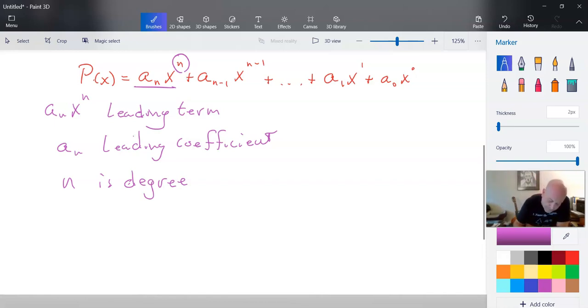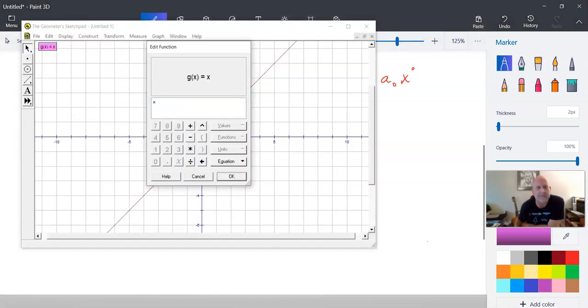Now, one of the things that's really nice about this is you can actually tell a lot from this leading term. The exponent tells you something, and the leading coefficient tells you something. And so we're going to take a little look. I have a little demonstration here so we can kind of get an idea of what's going on. So let me switch over here. All right, so let's take a look at this.